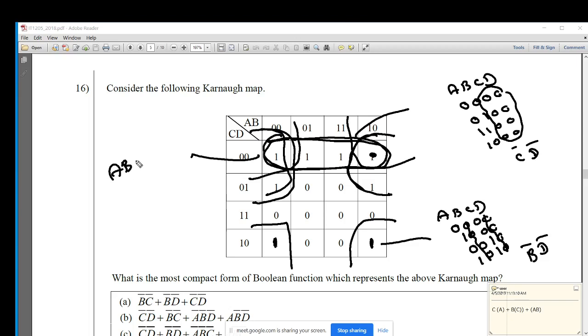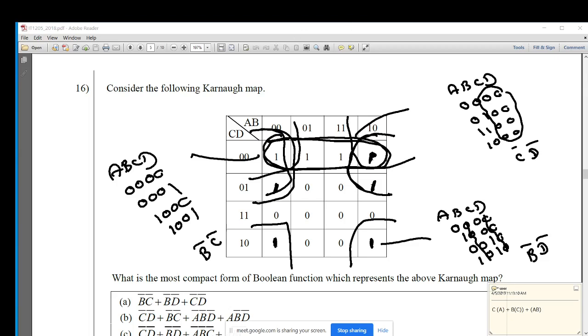A B C D, 0 0 0 0. This one is 0 0 0 1, 1 0 0 0. This one is 1 0 0 1. You need a lot of patience. Right? So again you can see B and C have not changed and they are zeros. Therefore I will go for B bar C bar. And the answer must be B bar C bar plus B bar D bar plus C bar D bar.